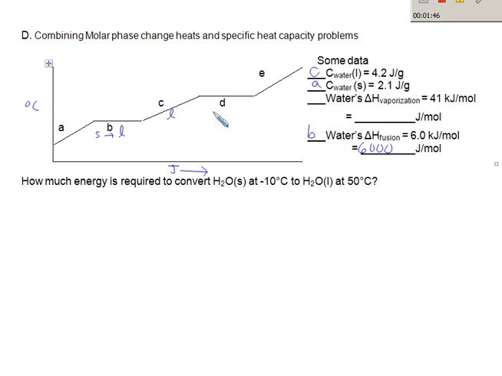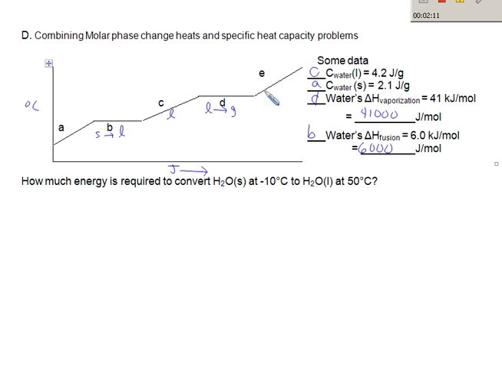Now we're in region D. We're going from the liquid to the gas phase. This is water's heat of vaporization. So this is the D region on the curve. Once again, we want to make sure that we're consistently using the same units. So we're going to use 41,000 joules per mole.